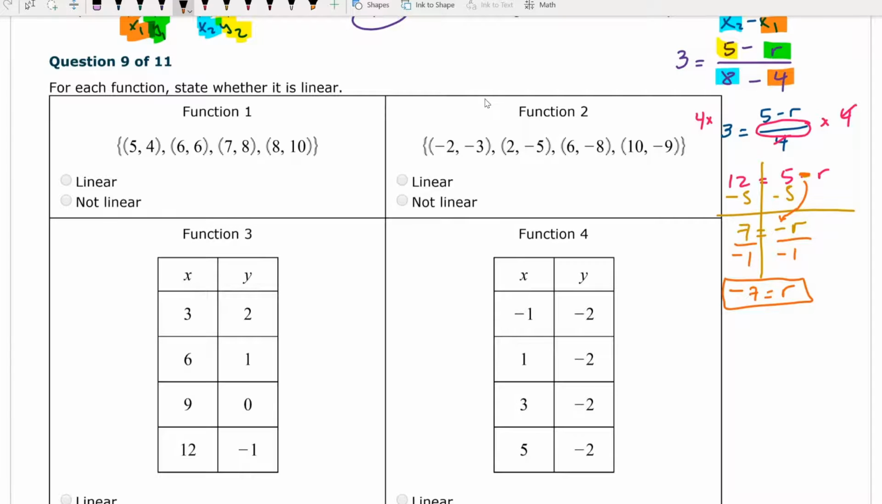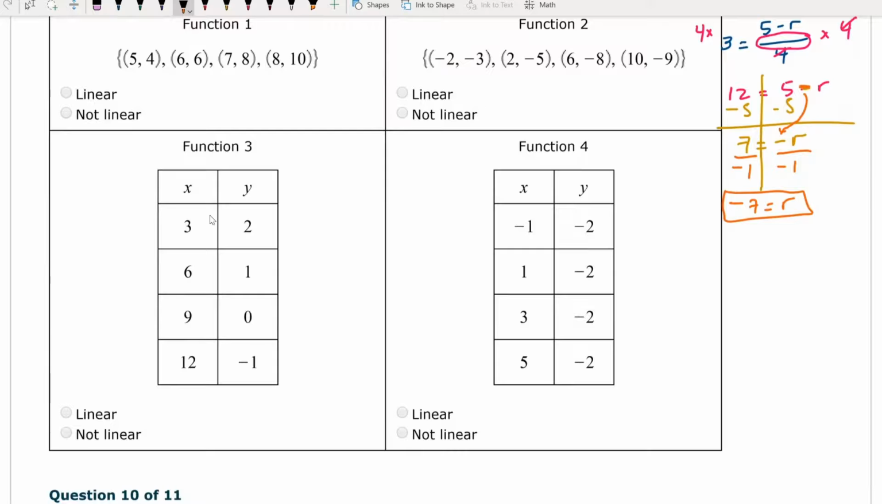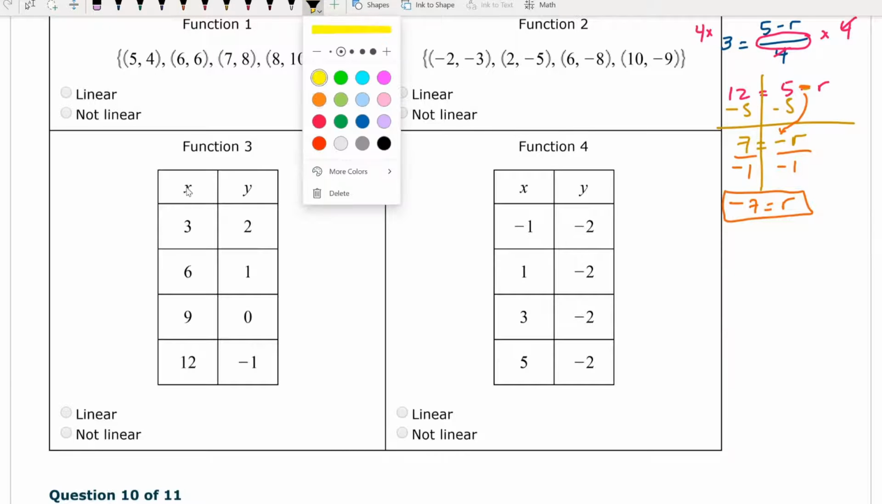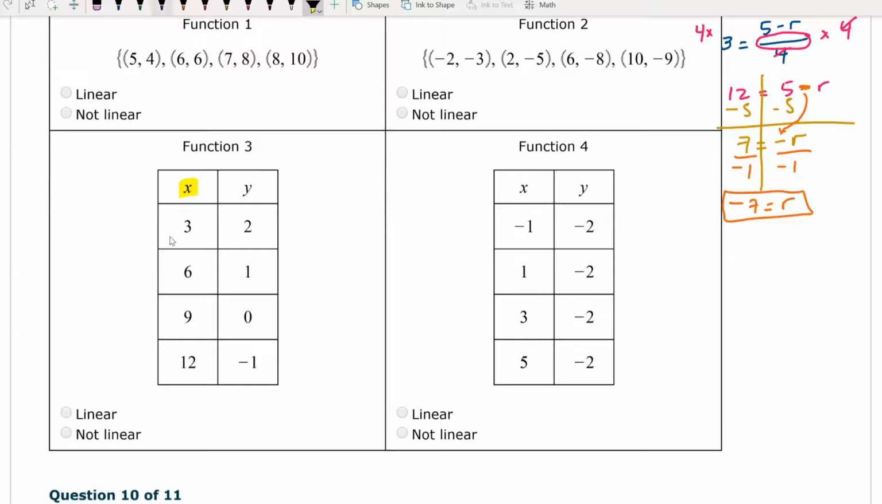Okay, to make it convenient to understand, I'm going to do number 3 first, 3, 4, and then we go back to 1, 2. Okay, what is number 3? What is your x pattern? X column, what is the pattern? 3 goes to 6, we add 3. 6 goes to 9, we add 3. 9 goes to 12, we add 3. So it's increasing consistently by 3.